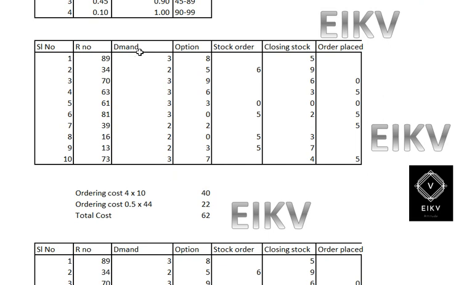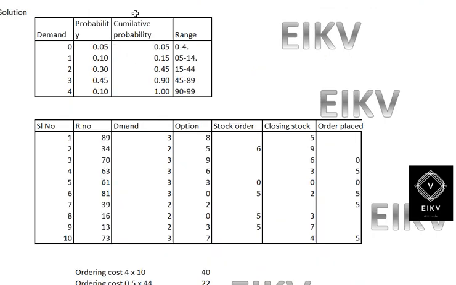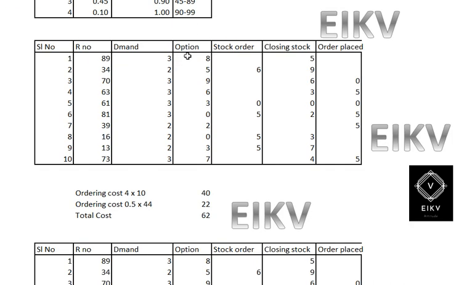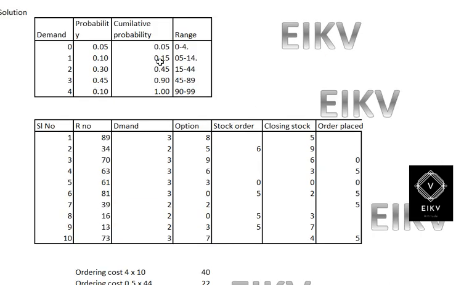The first random number is 89. It falls in the range 45 to 89, so the demand will be 3. Therefore, 3 has been taken, and the opening stock is 8 books. After considering the demand of 3, it will be reduced to 5. So the closing balance is 5.